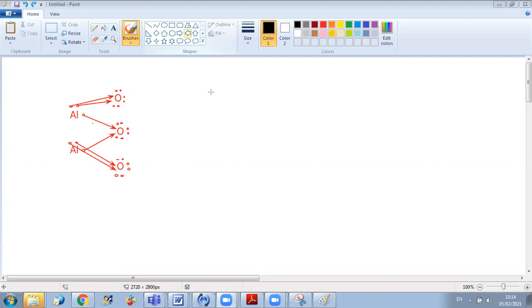Now if I want to represent the Lewis representation for the ionic compound, after this, on the outer orbit, Al will lose its electrons. So we can represent it in brackets like this with 3 plus. So we have 2 Al elements with a charge of 3 plus. And in parallel here, we have 3 oxygen atoms with a charge each of 2 minus.